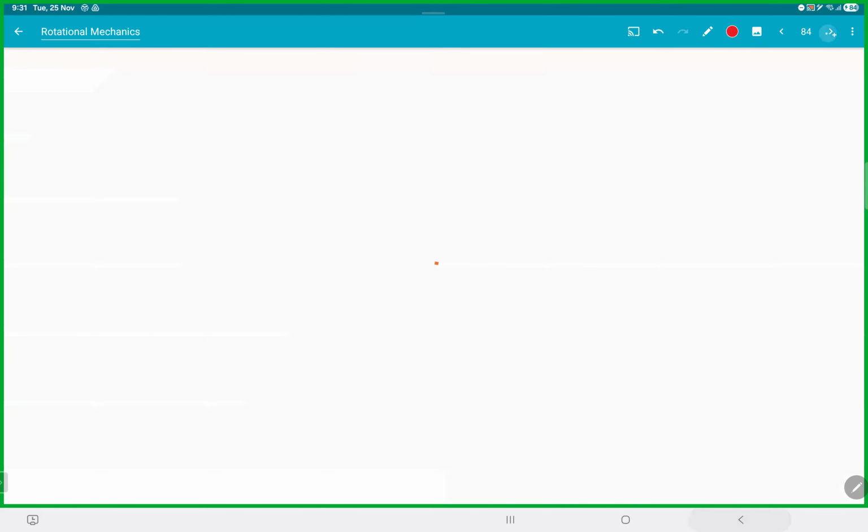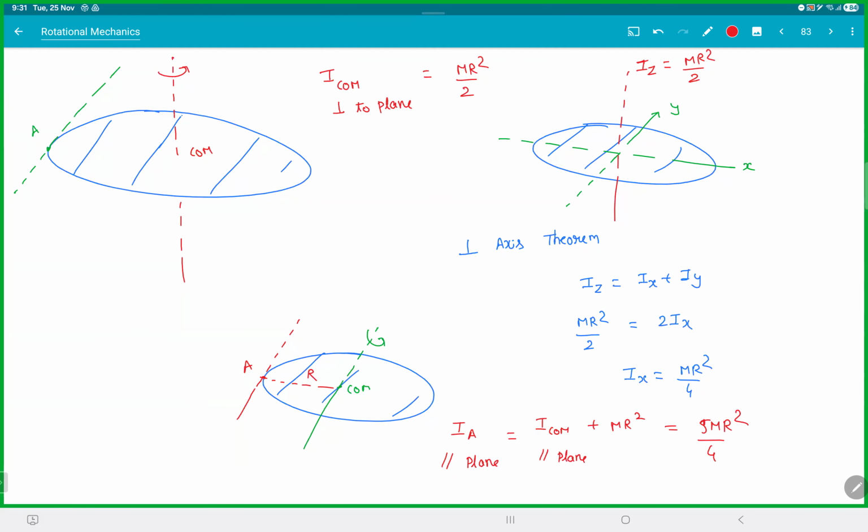Clear? Now I have another way of doing it. Listen to this. But any doubts on this page? So I used the perpendicular axis theorem. Then I used the parallel axis theorem. So I have to use both theorems back to back.